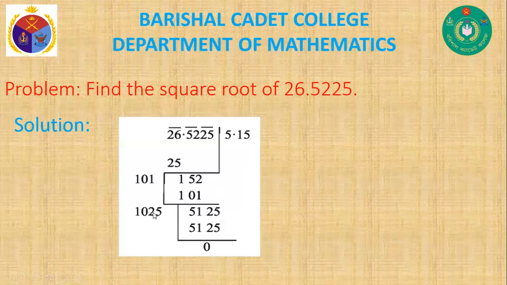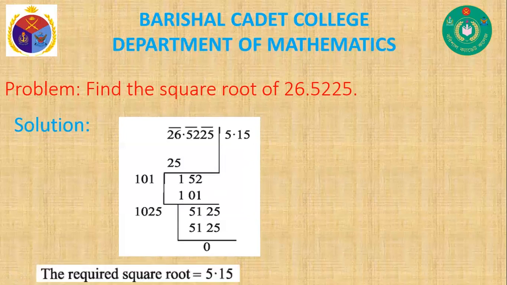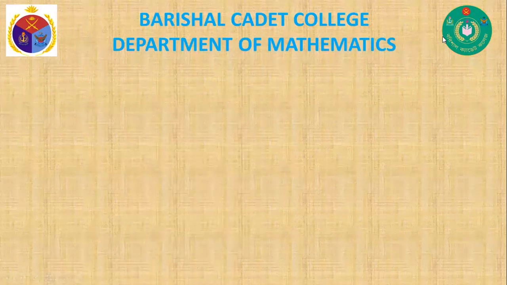Putting that number here and multiplying these two portions, we have got the result, that is 5.25. If we subtract these two, then we get 0. So the required square root is 5.15. Dear cadets, I hope you have understood it easily. Then another problem.